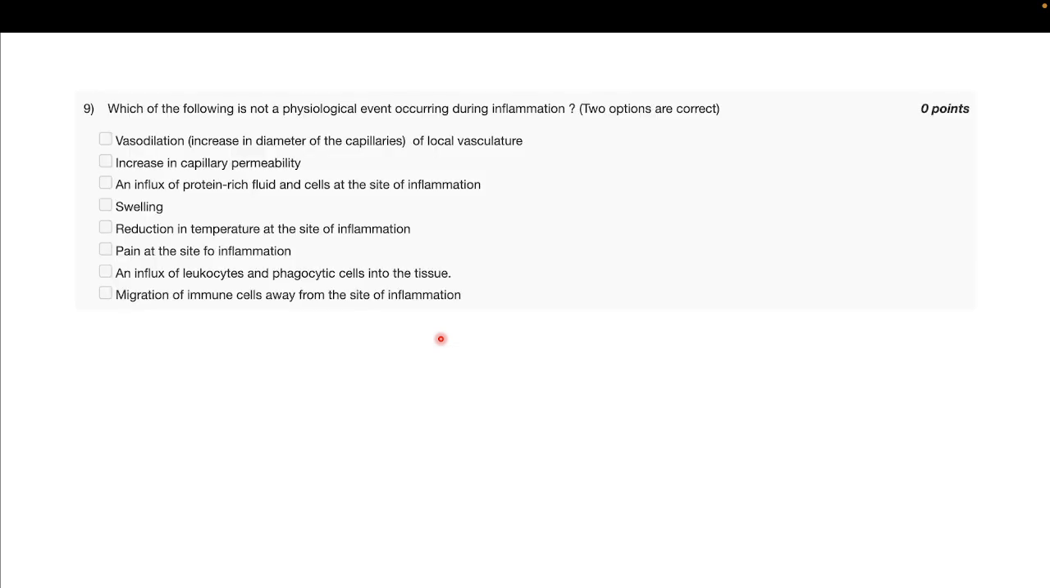So the next is, which of the following is not a physiological event occurring during inflammation? And we have two correct options to choose from these. So we have been talking about inflammation a lot, so this should be easy. Anybody wants to give it a try? Again, look at the question carefully. We have to select what is not happening during inflammation.